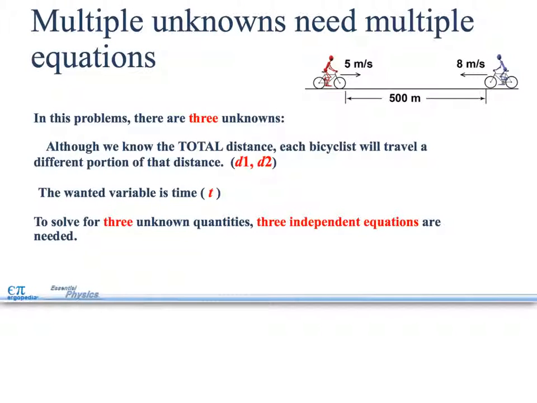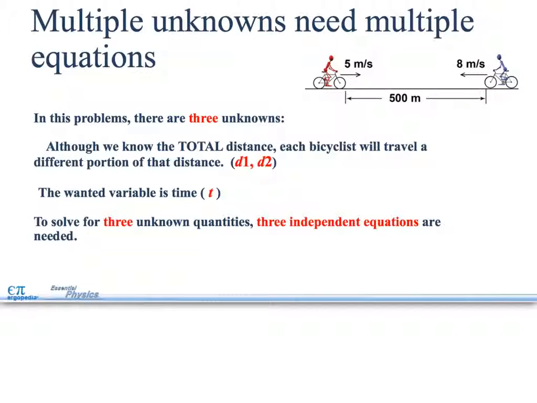Alright, multiple unknowns need multiple equations. In this problem there are 3 unknowns. Although we know the total distance, each bicyclist will travel a different portion of the distance. So the guy going 5 meters per second will go distance 1, and the guy going 8 meters per second is going to go distance 2. And they want to know what the variable is for time when they meet.